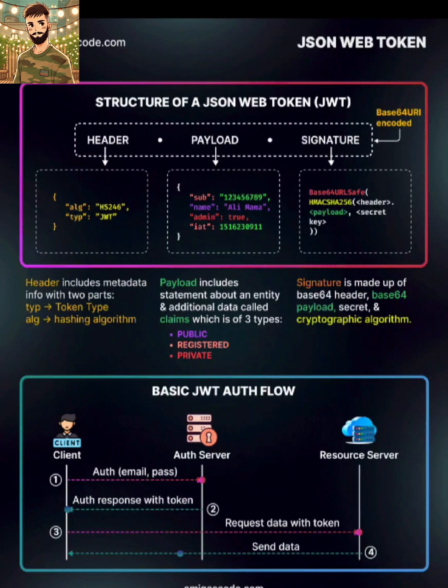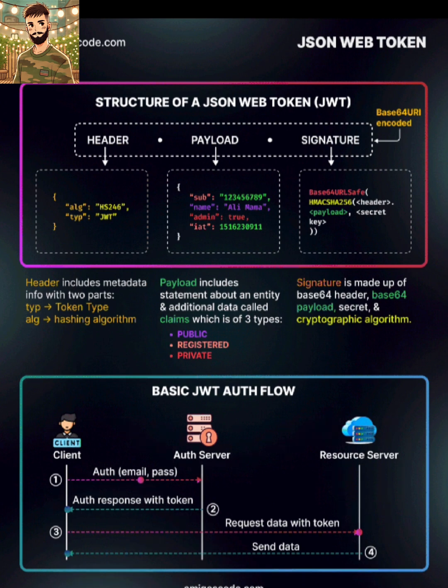The JWT dance, how it works. Instead of a dry auth flow, let's make it a story. You walk up to the website's door, login. You show your credentials, email and password. The door guard, auth server, checks them and issues you a digital passport, JWT. Now, with this passport, you can access all the protected areas of the website, resource server, without showing your credentials again and again.